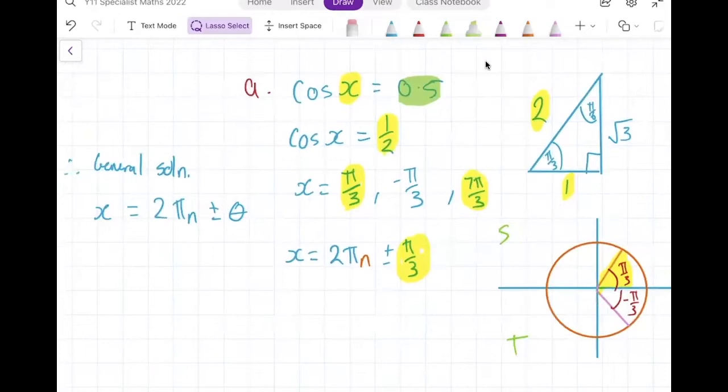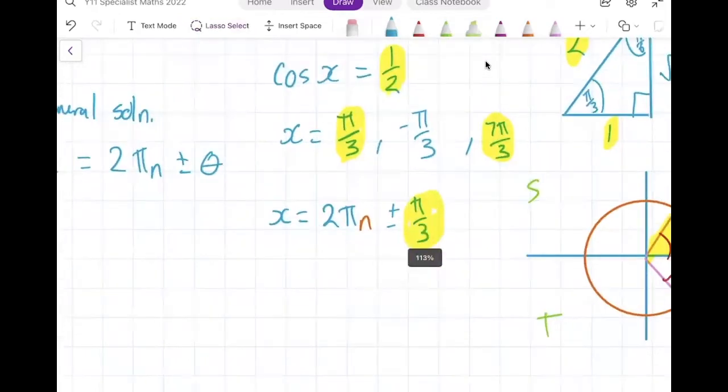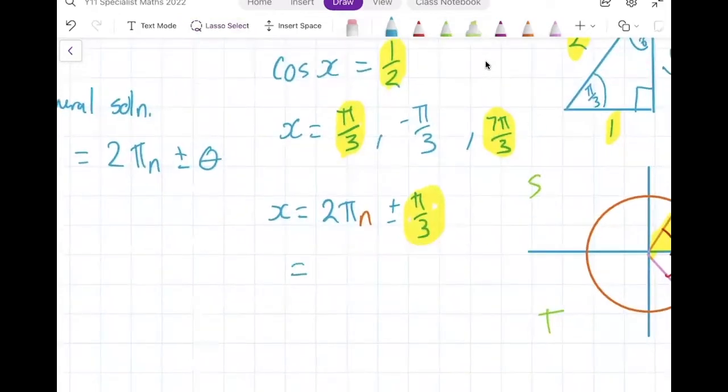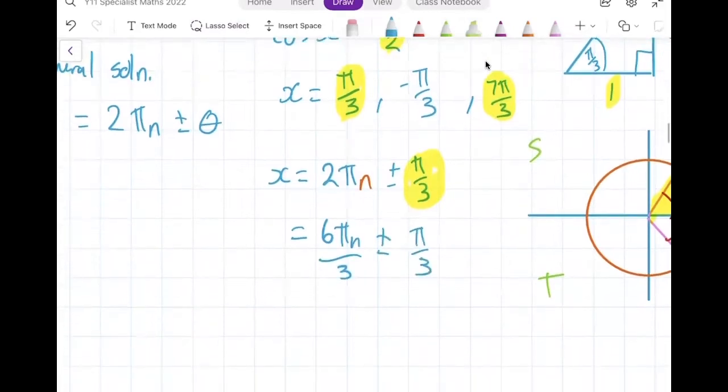I can actually continue simplifying this idea down. If I put both of these over the same denominator, that's going to become 6 pi n over 3 plus or minus pi over 3. Now, if we have a look, I've got a common factor of pi on 3. So that's going to become pi on 3 outside of 6n plus or minus 1.